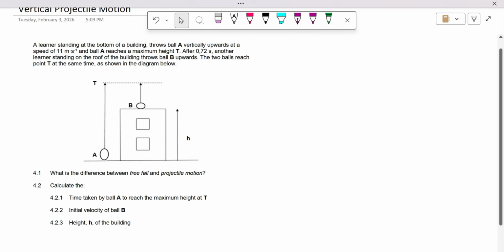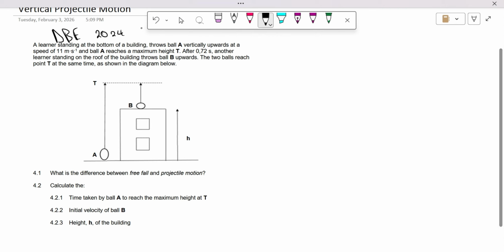So, on the past two videos, we had looked at the introduction to vertical projectile motion. We've also looked at the diagrammatic interpretations of the vertical projectile motion. So, in this video, I just wanted to do a question. I sourced this question from the DBE.